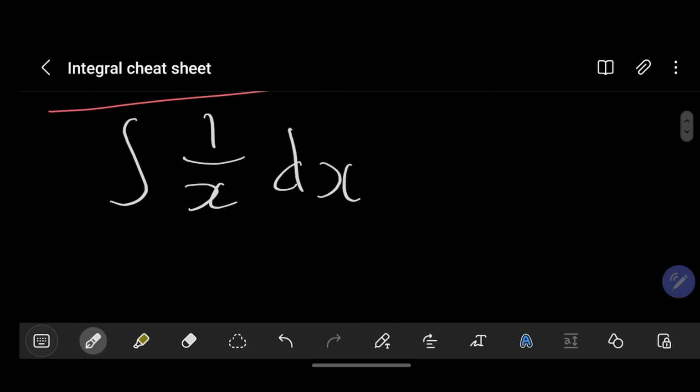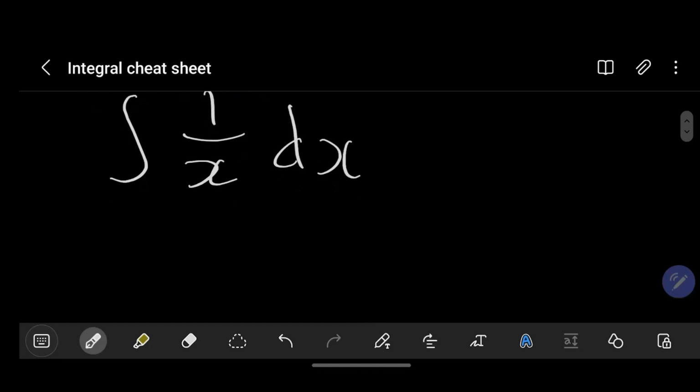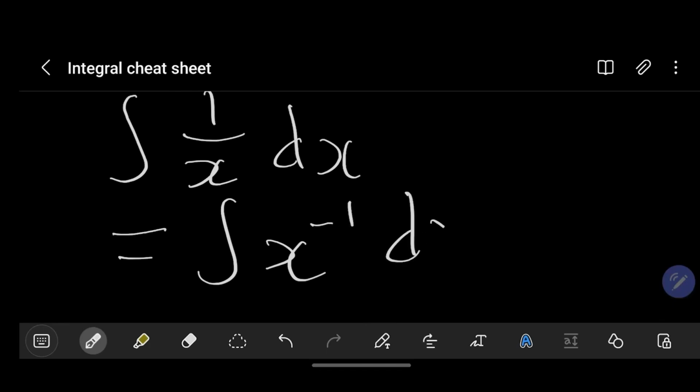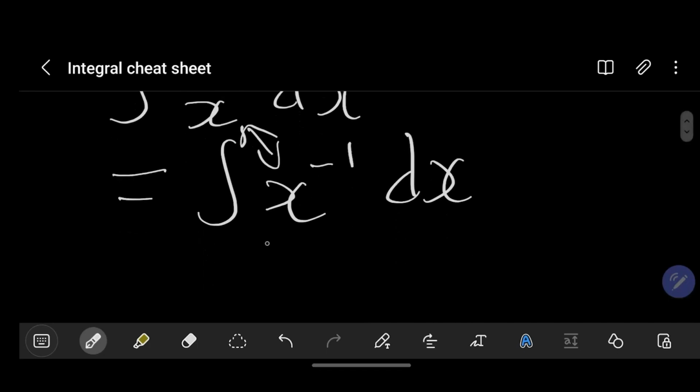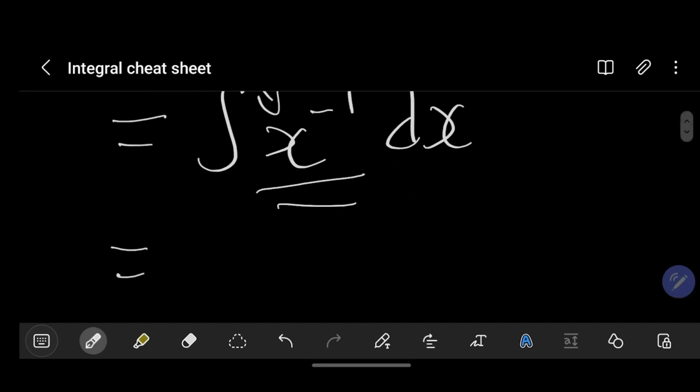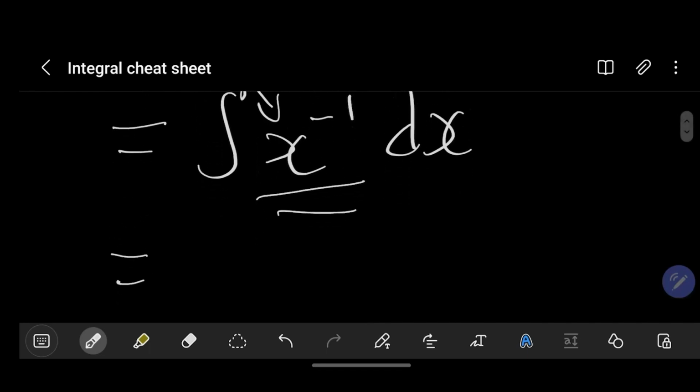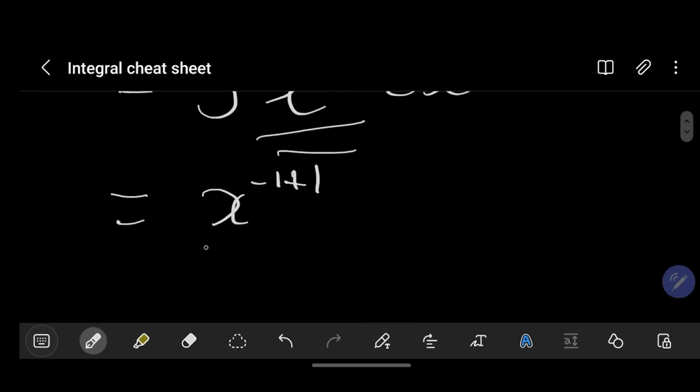Now, from what we've learned so far, we can rewrite this as the integral of x to the minus 1 dx. This and this is the same thing. And now we can see we can most likely use the power rule. So if we do this using the power rule, we would say this is the x to the minus 1, which is our n, plus 1, all over minus 1 plus 1, plus c.